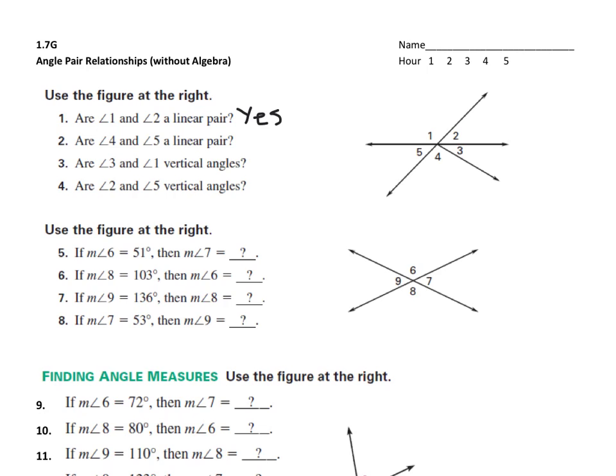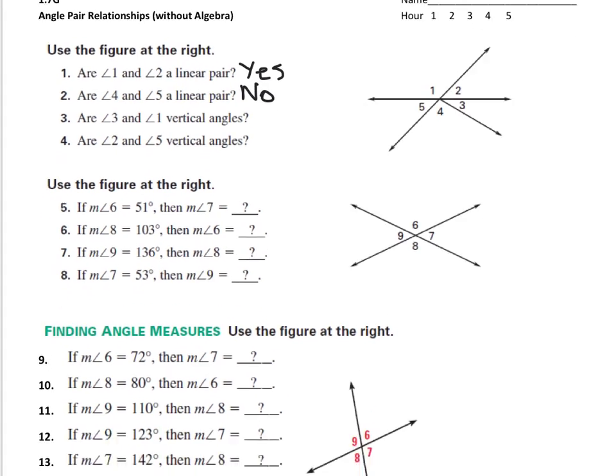And that is because when you put these two angles together, they create this straight angle or straight line that's 180 degrees. Now for number 2, are 4 and 5 a linear pair? Here's angle 4, here's angle 5, and for that one the answer is no. And that is because it does not create a straight line when you add those two together. It's a little bit less than 180 degrees or a little bit less than a straight angle. So that does not create a linear pair.